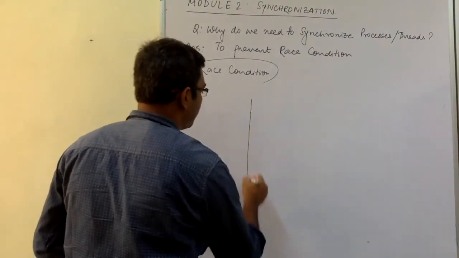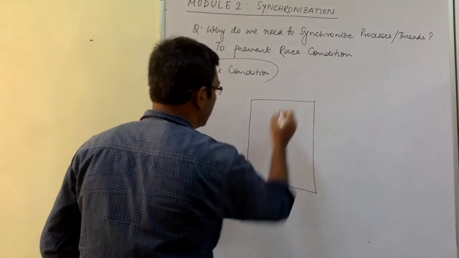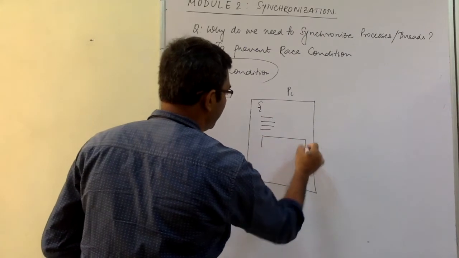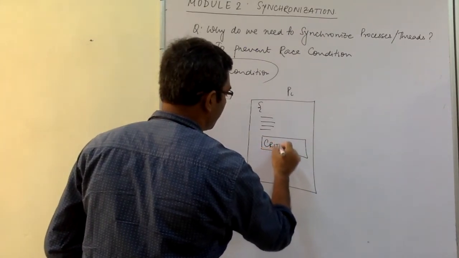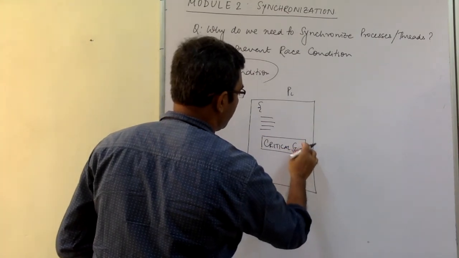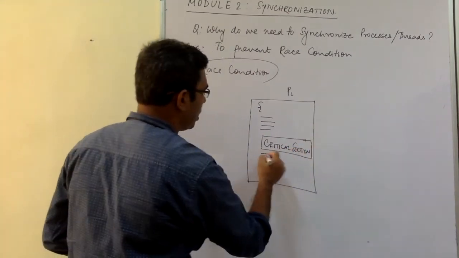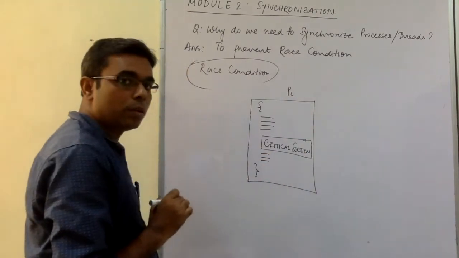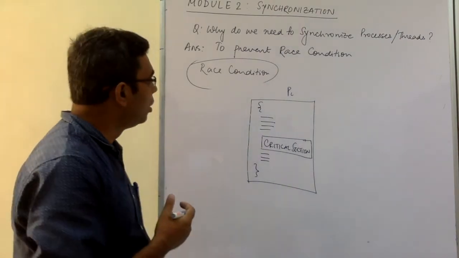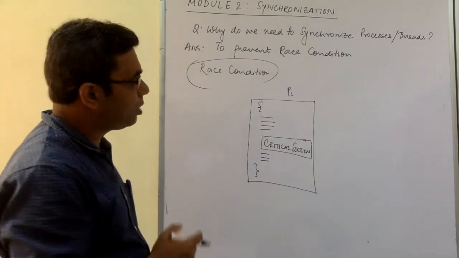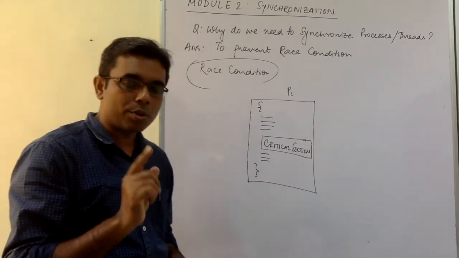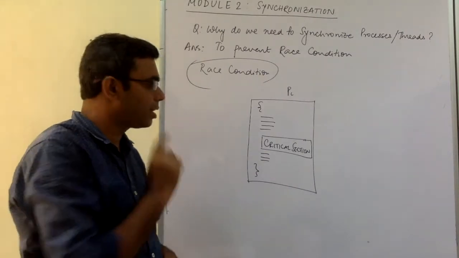So let's say there is a process PI and there is some code, and this is the critical section. Okay, because this is the portion of the code that it shares with other processes. So I have to find out a mechanism to protect this. What do I mean by this? So the basic idea of synchronization of process or thread would be that only one process would be allowed to enter this critical section at a time.